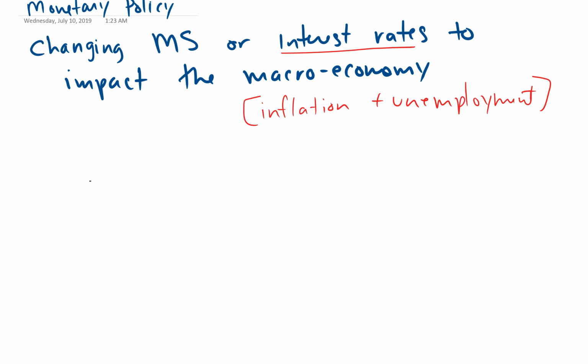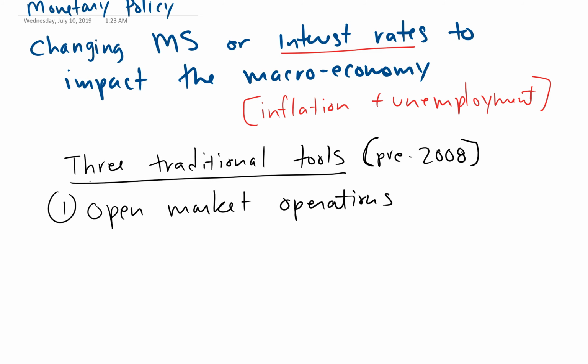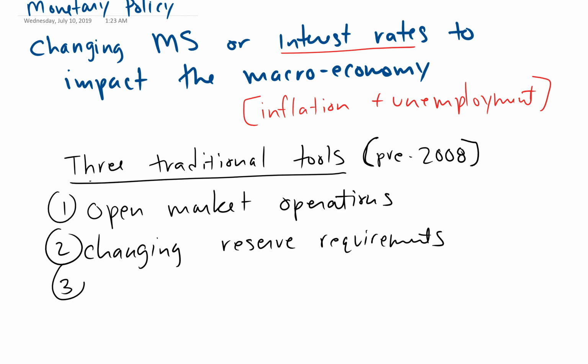So as we've seen already, we have three traditional monetary policy tools. And this is basically pre-2008. Since 2008, you'll see a later video that discusses the things since then. So we have open market operations, and then we also have changing the reserve requirements, and finally changing the discount rate. So in this first video, we're going to just talk about the open market operations.